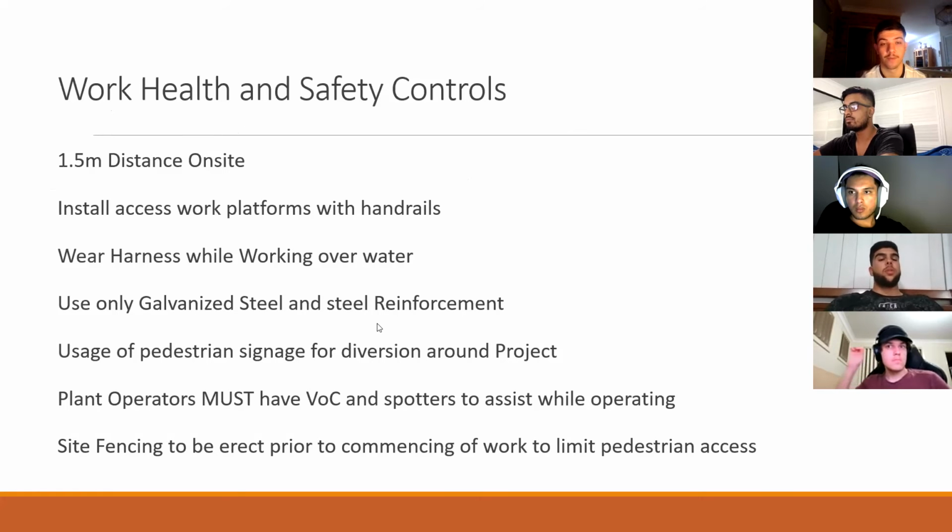Work health and safety controls. You must keep a 1.5 metre distance on site to prevent the spread. Install access work platforms with handrails, and wear harnesses while working over the water. These harnesses are attached to the handrails.